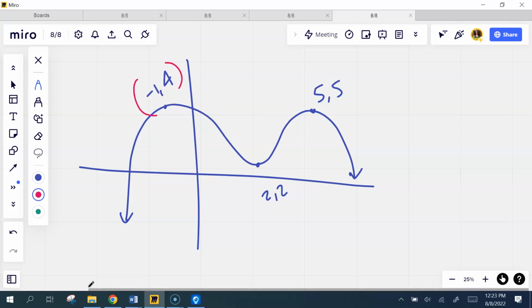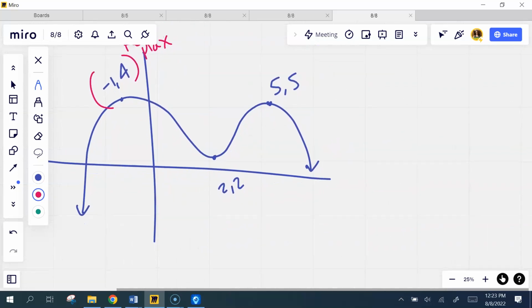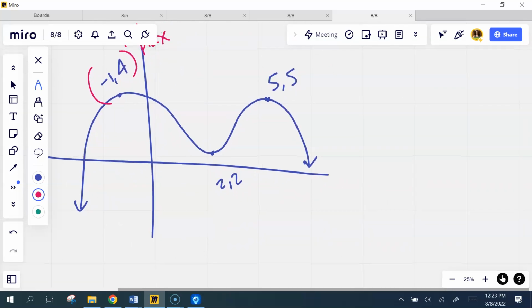Max, min. That's right. How about 2, 2? Same thing. 2, 2? I'm going to go with local or relative here. Why?